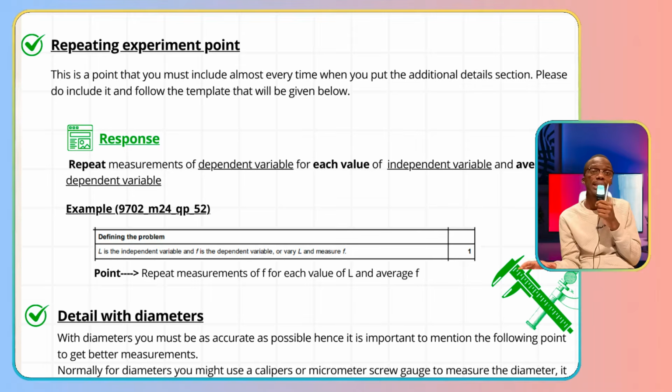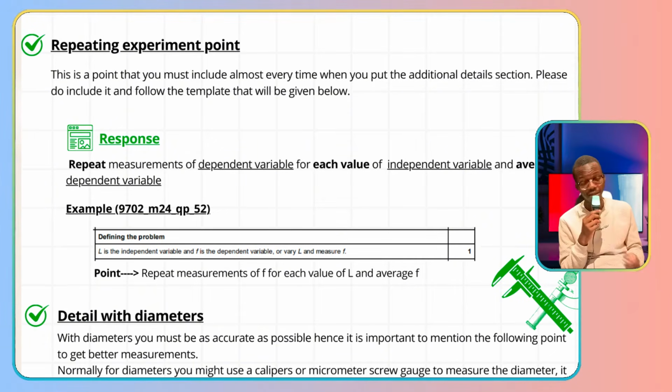So you're going to get a closer answer to the true value. I repeat, it's been appearing in a lot of marking schemes recently, and I really hope that you include that. So: repeat measurements of f for each L and average f. Repeat measurement of the dependent variable, that's what you measure, for each value of the independent variable and average the dependent variable. Guys, do you include that, right?